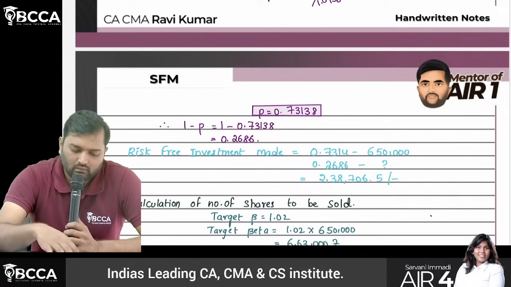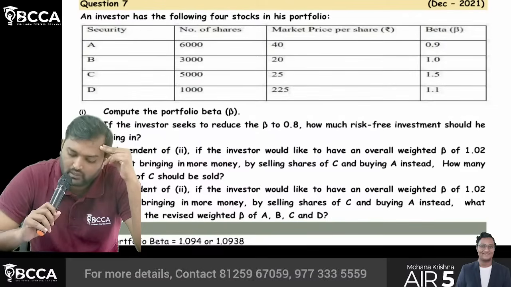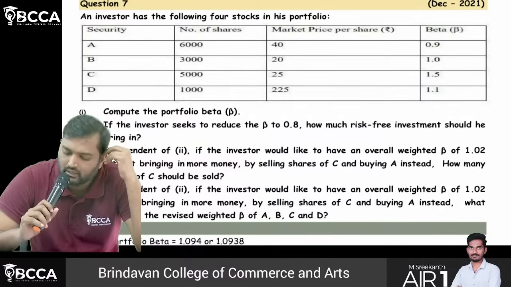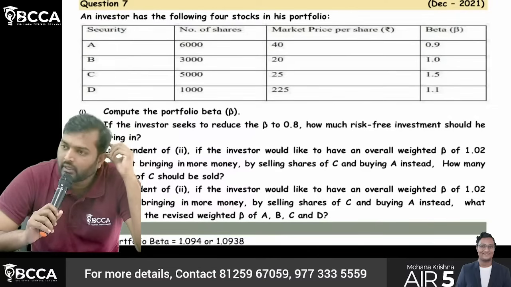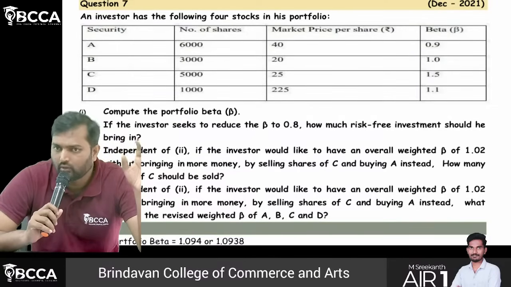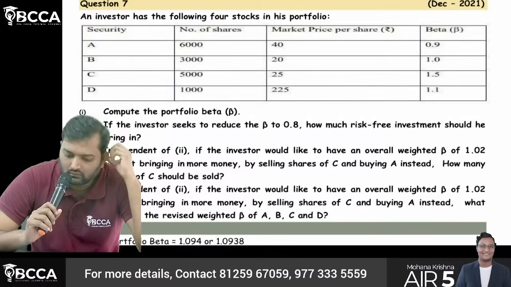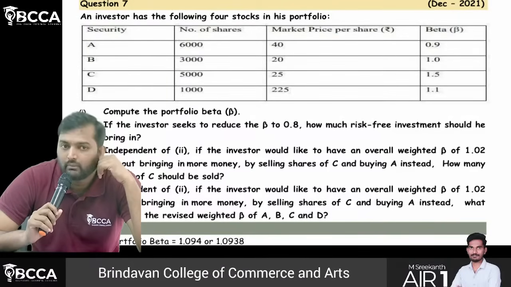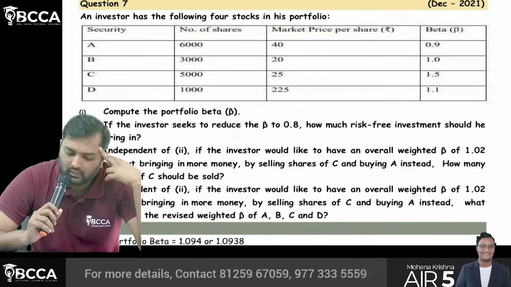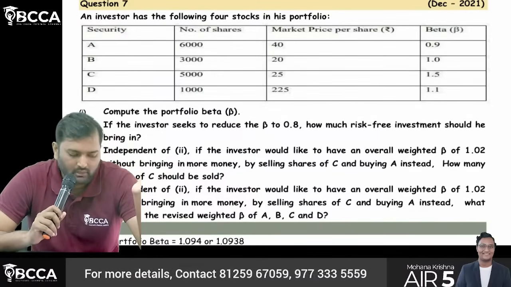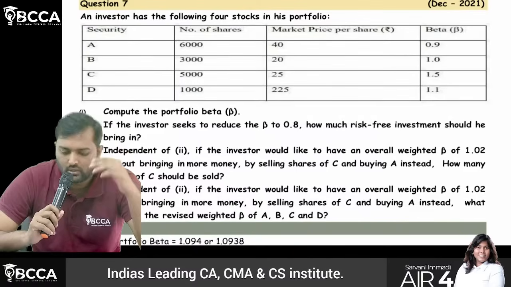Okay, now comes the critical part. Independent of part 2: if the investor would like to have an overall weighted beta of 1.02. So this is entirely new again. If they want beta of 1.02 without bringing in more money, they don't want to invest further, by selling shares of C and buying A instead. What is the C beta? C beta is equal to 1.5, A beta is equal to 0.9. So they want to sell C shares and buy A. If you sell high beta shares and purchase low beta shares, then what happens to the overall beta? Overall beta will decrease. How many shares of C should be sold?